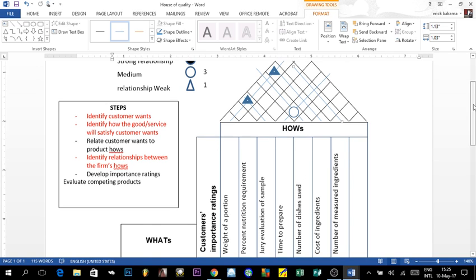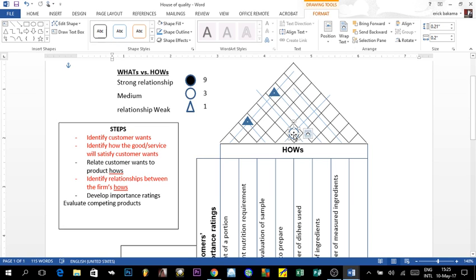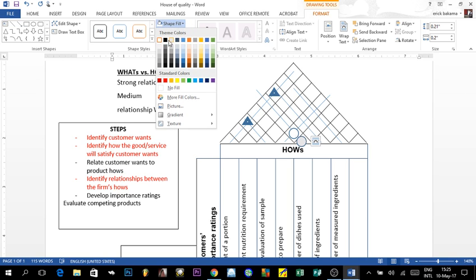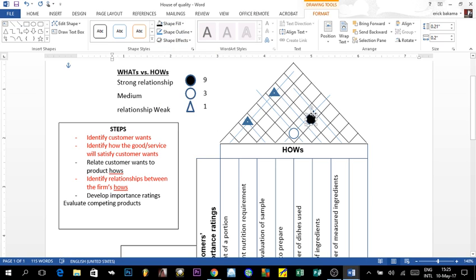According to what they said, this relationship is high. So we're going to fill it in black. So we put our symbol somewhere here because this is where they meet.